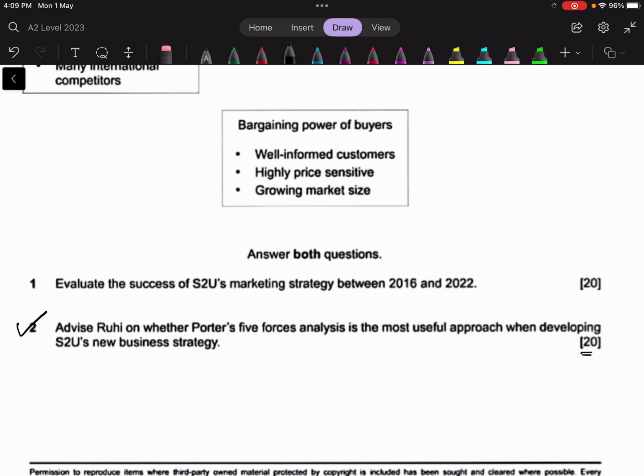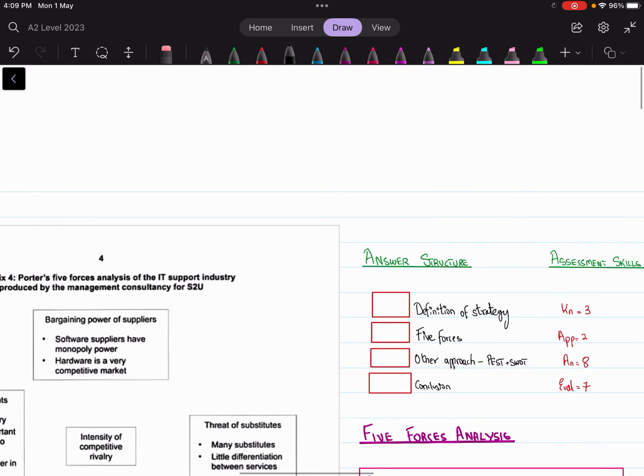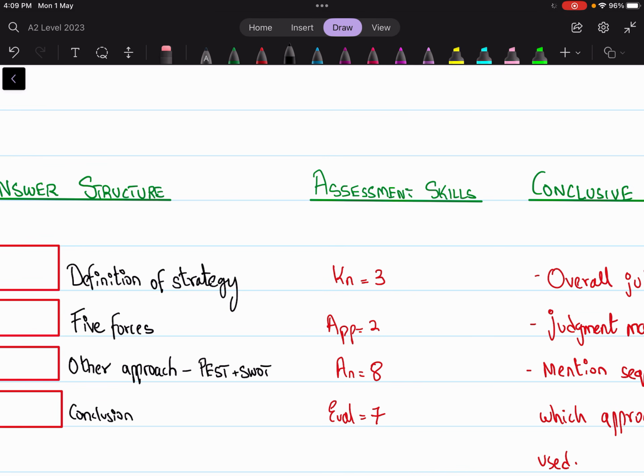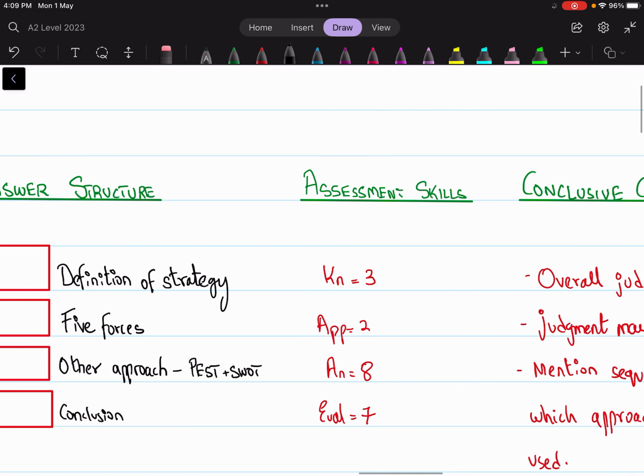the marks are 20. But before we dive down into the discussion, I would want to bring your attention to the assessment skills division. You can clearly see that the knowledge is for 3 marks, which means that any 2 content points may be enough. Application is for 2 marks, which means that whatever you're writing needs to be mentioned in context of the case and links need to be made appropriately. Analysis is of 8 marks. Now what does this mean?